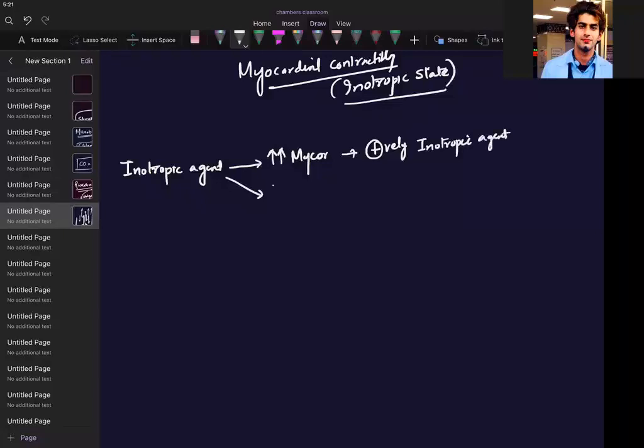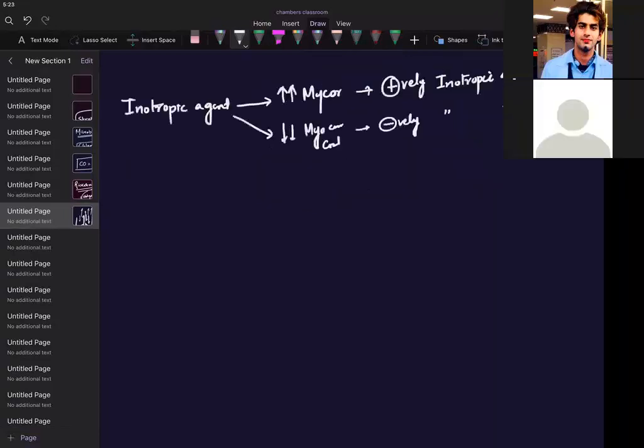If an agent is decreasing myocardial contractility, I will say it is a negatively inotropic agent. Increase, positive; decrease, negative. Something increasing is a positive agent, something decreasing is a negative agent. Who will actually determine what the myocardial contractility is? This was about the agent.